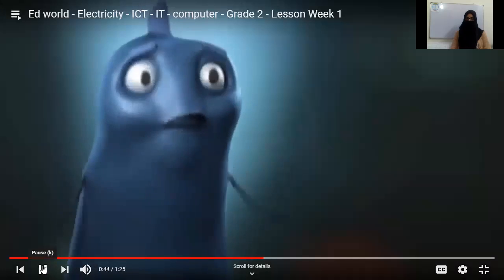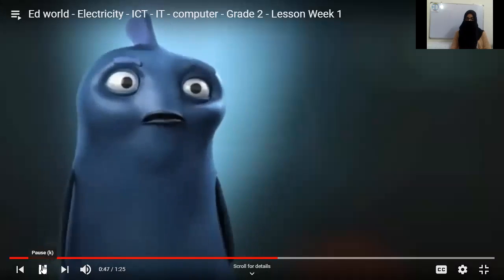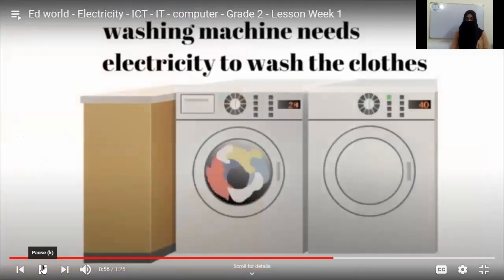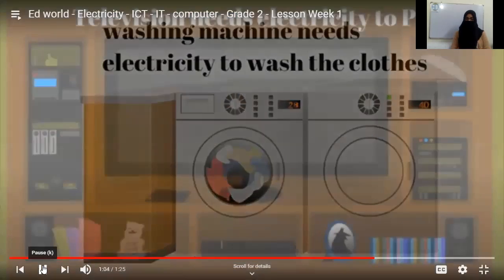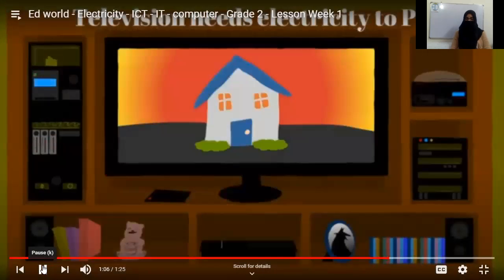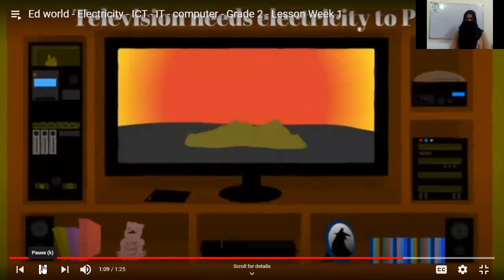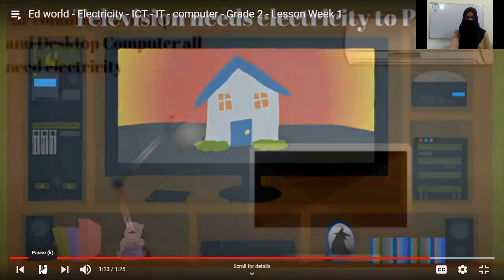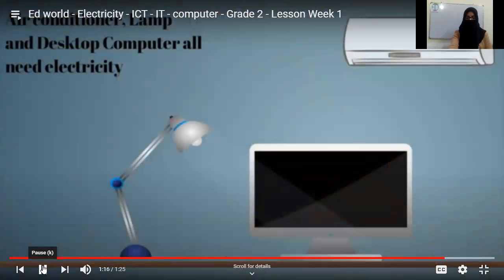If we don't have electricity in the house, we can't use it for anything. The refrigerator, the electric kettle, the microwave, the coffee maker, the washing machine that we need electricity for to wash our clothes, to watch television, and other entertaining things like audio players, TV, computer, and the air conditioner.